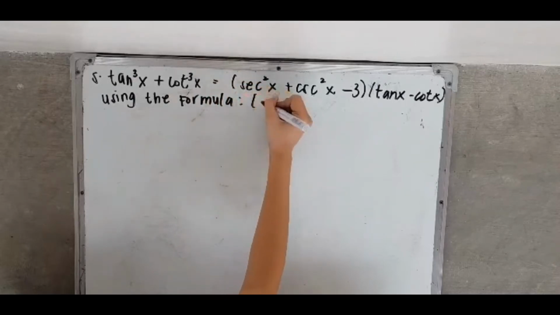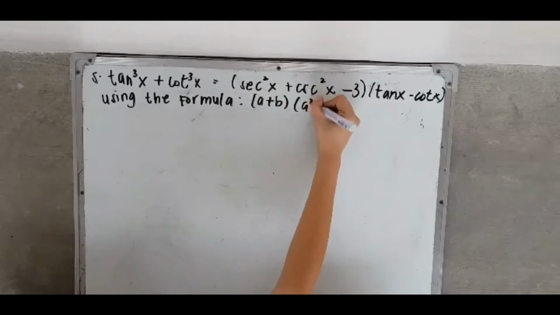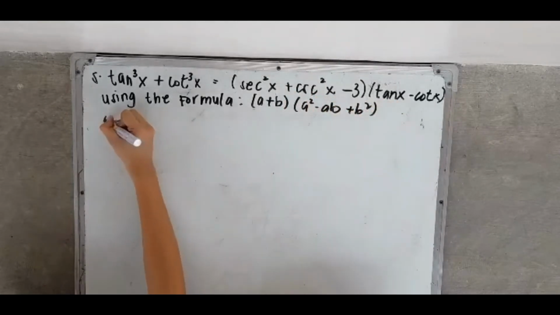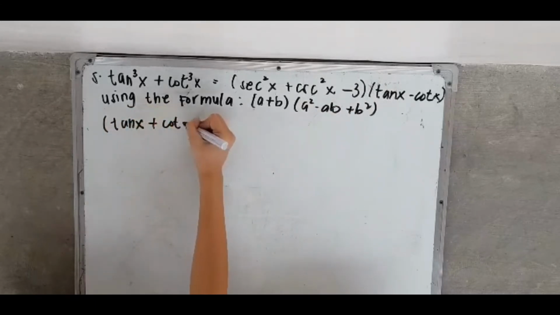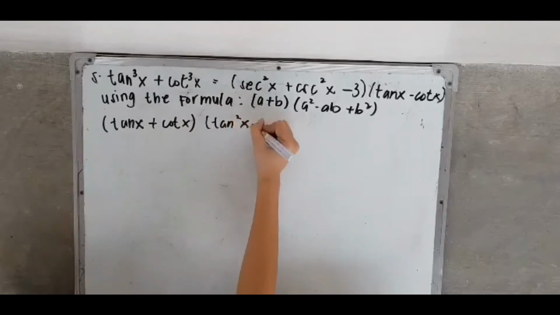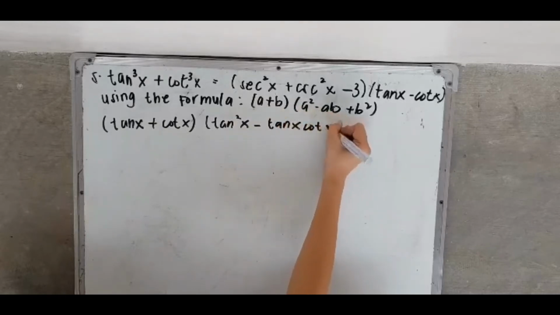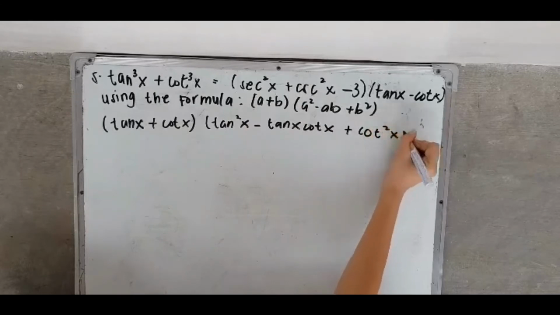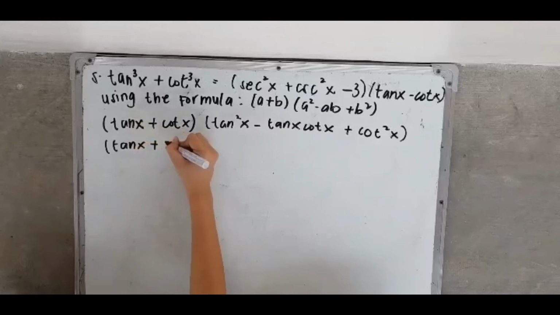We will use the left side. Tangent cubed x plus cotangent cubed x. Breaking it down, it will be tangent x plus cotangent x times tangent squared x minus tangent x cotangent x plus cotangent squared x, using the formula a plus b times a squared minus ab plus b squared. We will simplify tangent squared x minus tangent x cotangent x plus cotangent squared x.